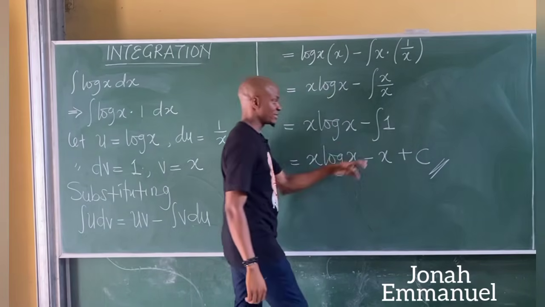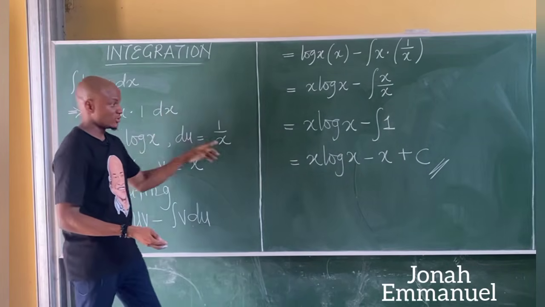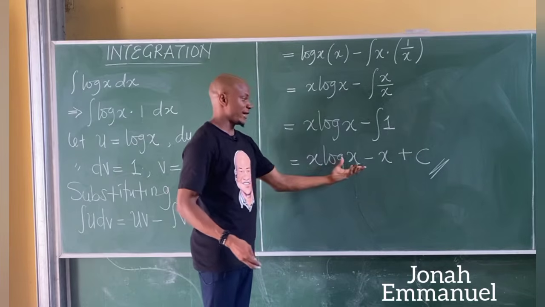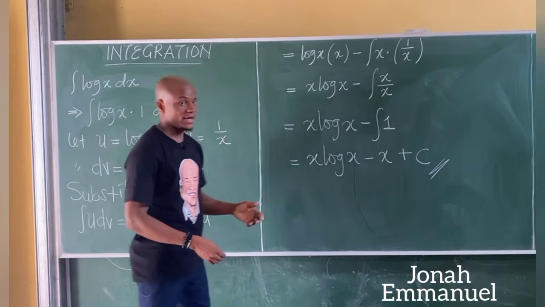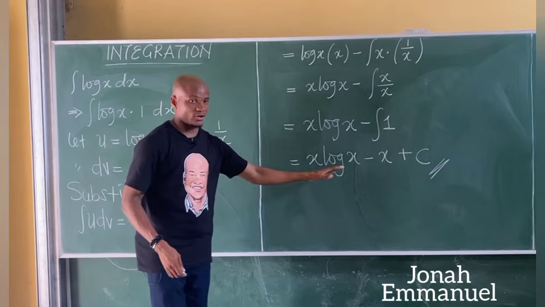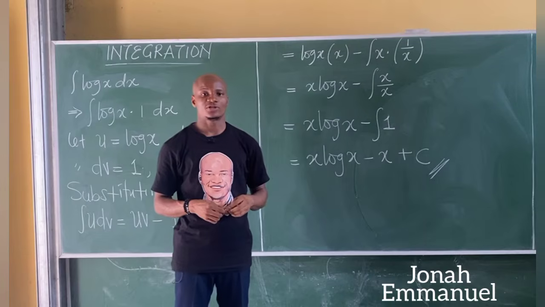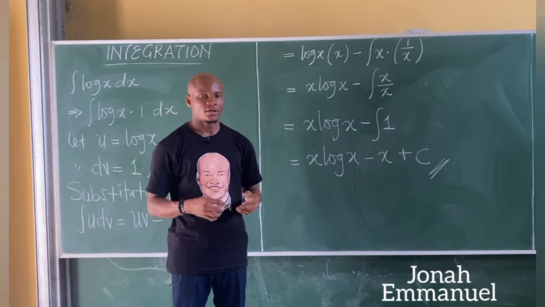And I have this, alright? So this is integrating 1 with respect to the integral variable, that's the x. So it gives x. So I'm having x log x minus x plus c. Hence, if I integrate log x, I'll have x log x minus x, then plus c, which is your constant of integration.